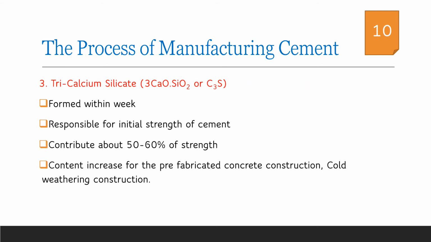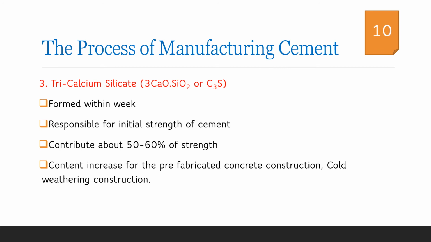Let us consider the third component, that is tricalcium silicate. The chemical formula is 3CaO·SiO2. It is represented as C3S. It is formed within a week after cement is mixed with water and is responsible for the initial strength of cement. It contributes around 50 to 60% of the strength of cement paste. As the content of C3S increases, the strength increases, and hence it is preferred for prefabricated concrete construction and cold weather construction.